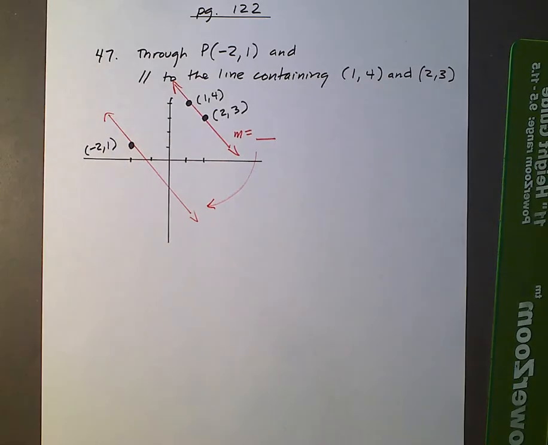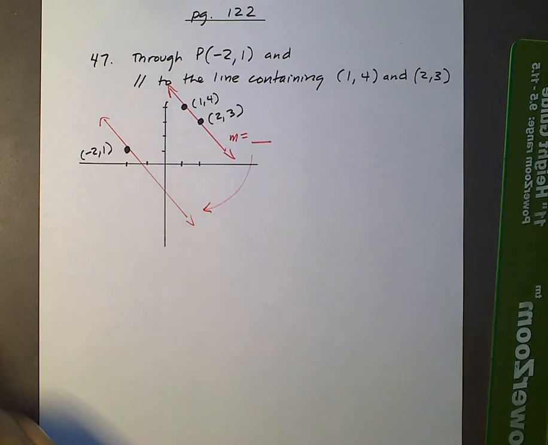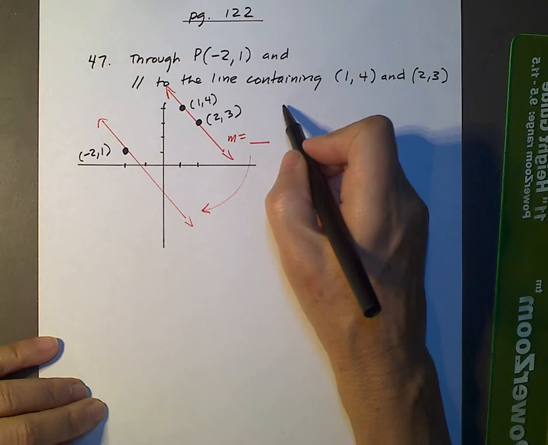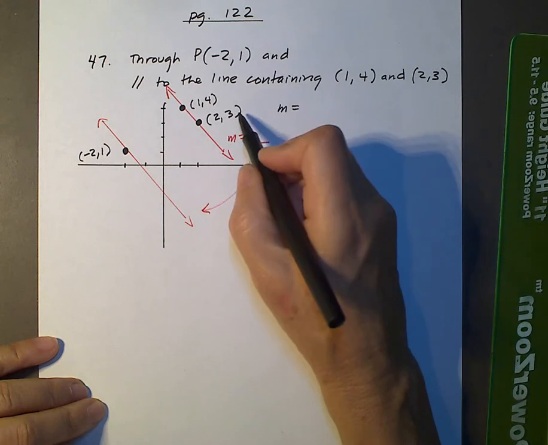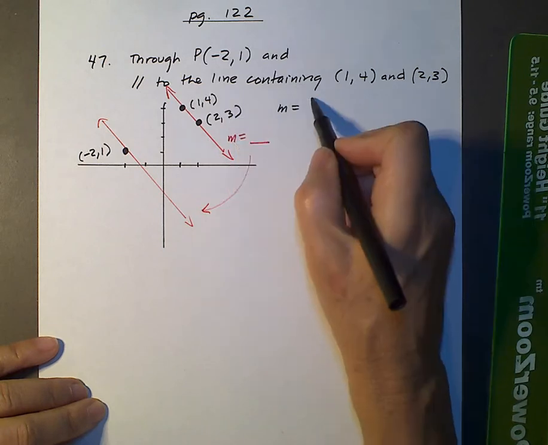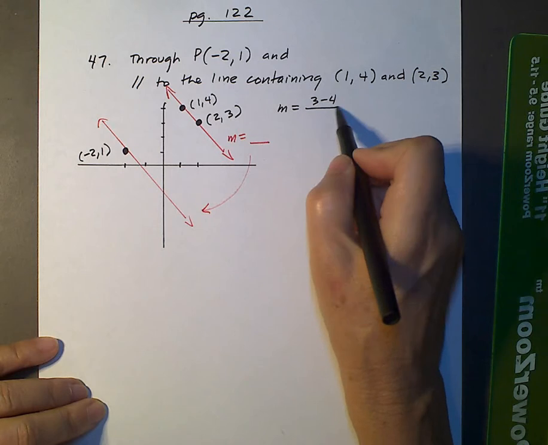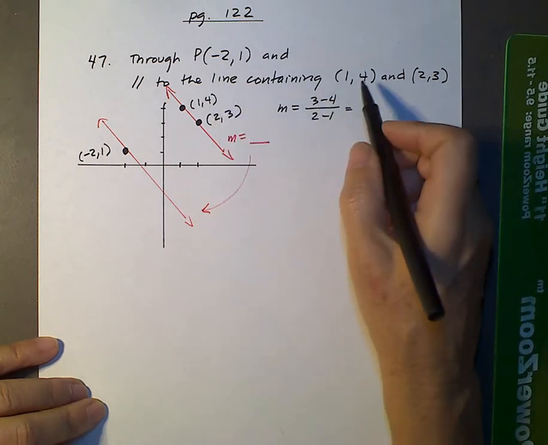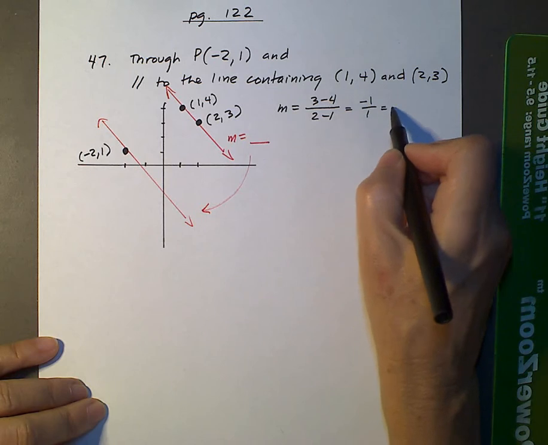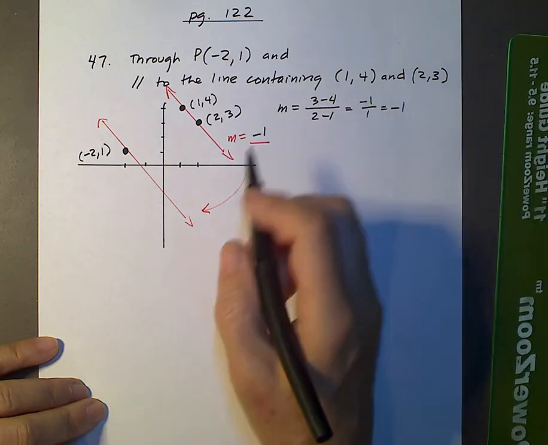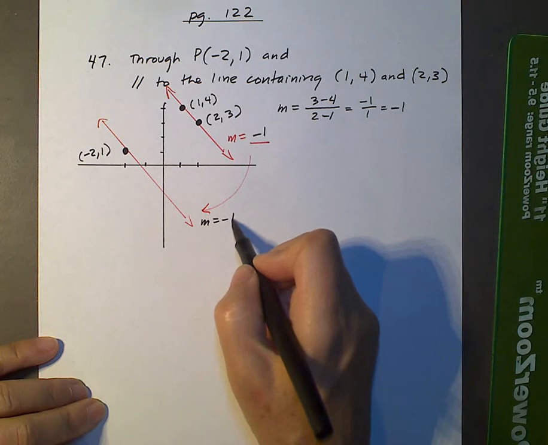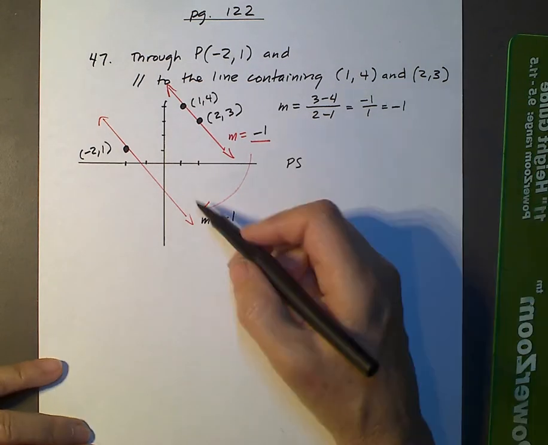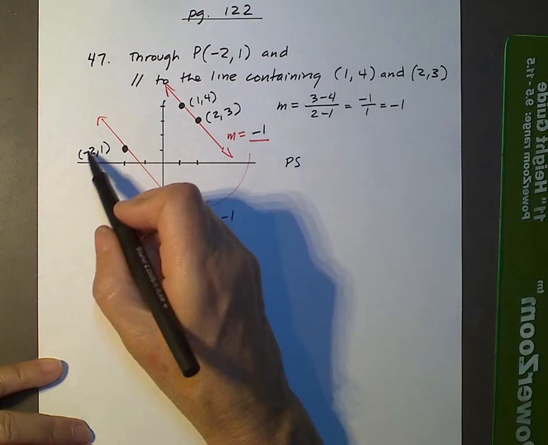So anyway, we need to figure out the slope between these 2 points. So I'm going to say that, change in y over change in x. So I'll go 3 minus 4 over 2 minus 1. So we get negative 1 over 1, so just a slope of negative 1. So this line is also going to have a slope of negative 1. So then it's easy. We can use point slope form and use this point and the slope.